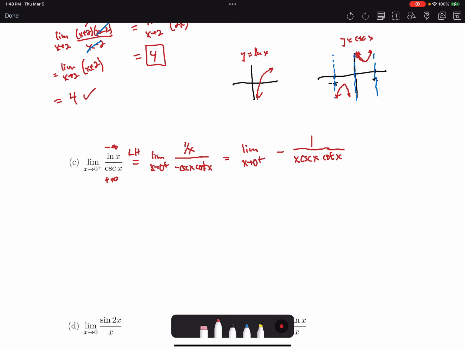I'm more comfortable with sine and tangent than I am with cosecant and cotangent, since 1 over cosecant is sine, right? So I'm just going to rewrite this as the limit as x goes to 0 from the right of negative sine x tangent x over x.